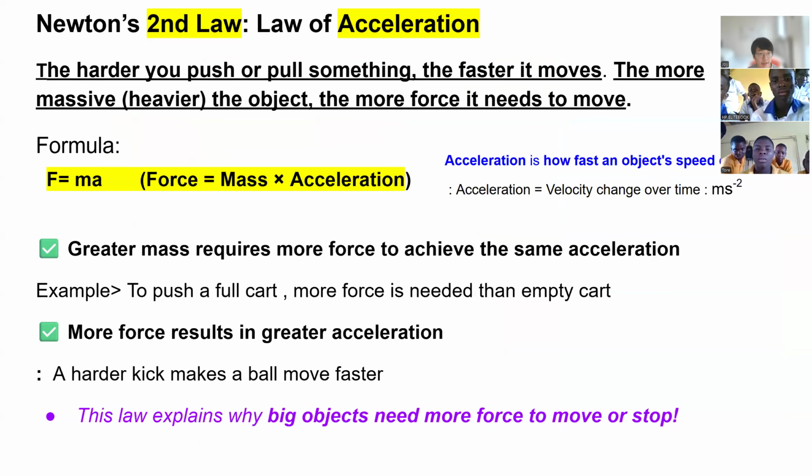So Newton's second law is the law of acceleration. The harder you push or pull something, the faster it moves. The more mass or heavier the object, the more force it needs to move. So this idea can be simply put in a formula, F equals ma, or force equals mass multiplied by acceleration.